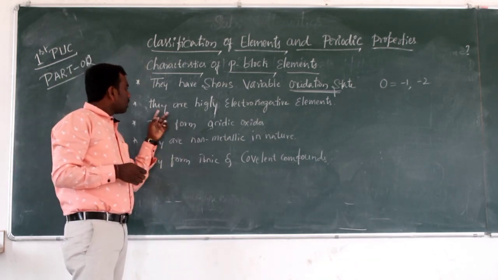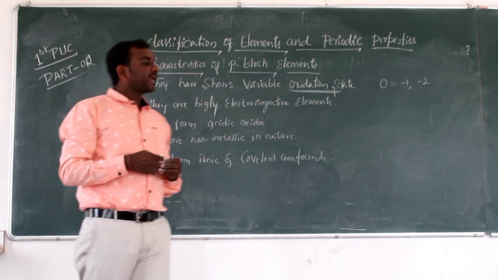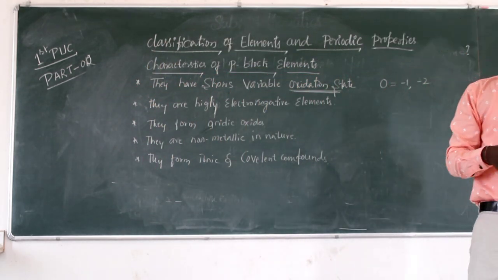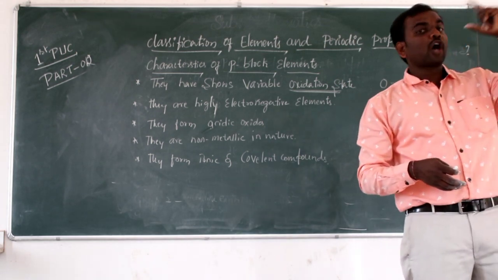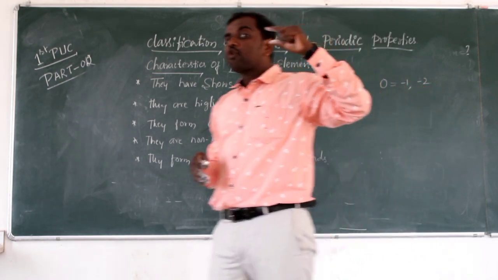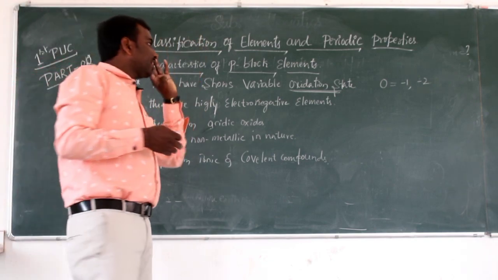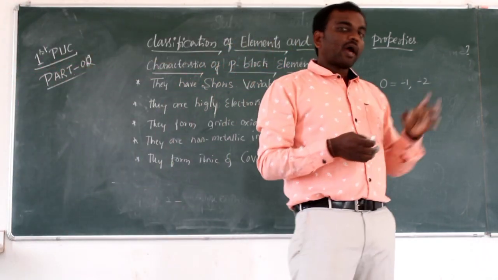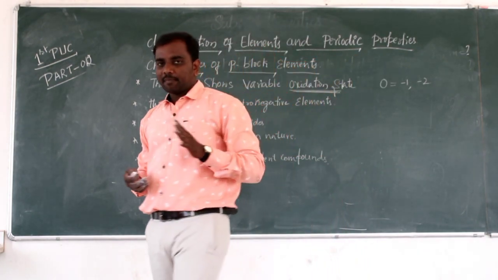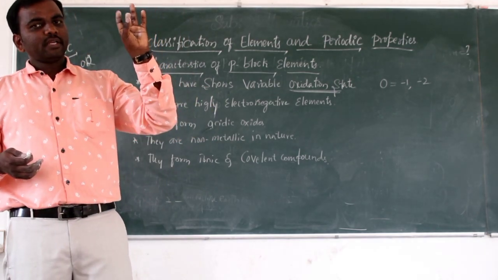Next, the second point is there are highly electronegative elements. Generally, in p block elements, the highly electronegative species are the halogen family, right? Halogens are the group 17 elements of the p block: fluorine, chlorine, bromine, iodine and astatine. Astatine acts as a radioactive element, but the remaining four are fluorine, chlorine, bromine and iodine.